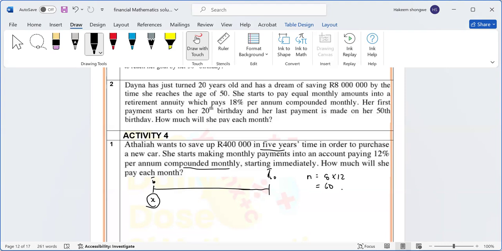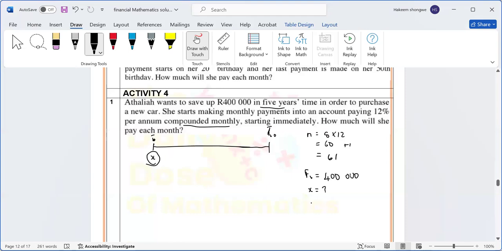Since we made a payment immediately, we are going to have plus 1, which is 61. And then we have our future value, which is going to be 400,000. And then we have X, which we don't know. But we have the interest rate. Our interest rate is 0.12 divided by 12. So each and every month you are getting 0.01.